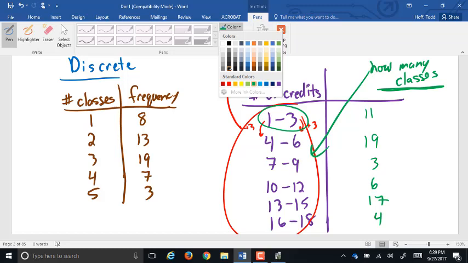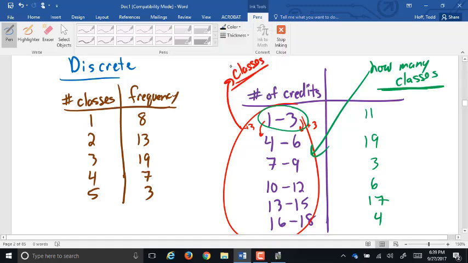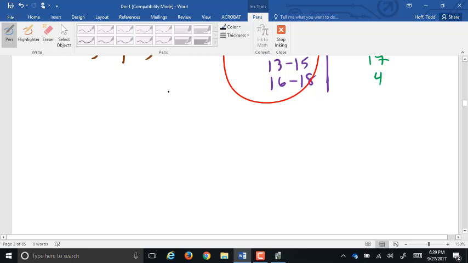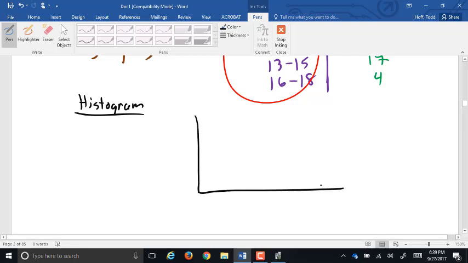Generally, I know it's a lot of work, but the best way to tell if your classes are the right size is to go to the next step, which is to start graphing these. If you make a histogram, it is basically a bar graph for numerical data, and it's always vertical.